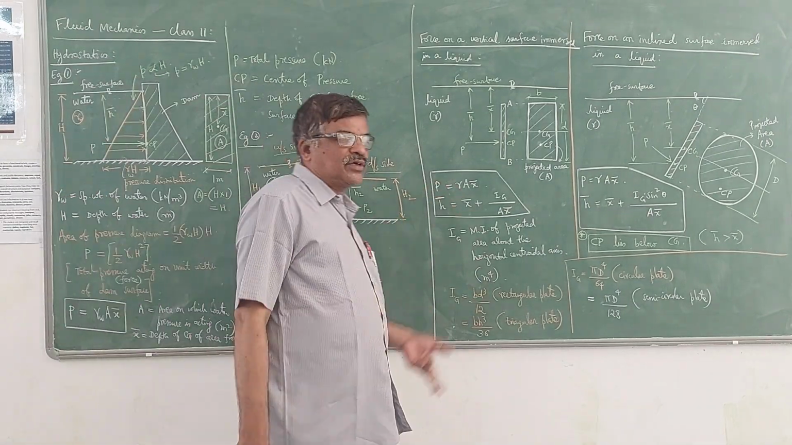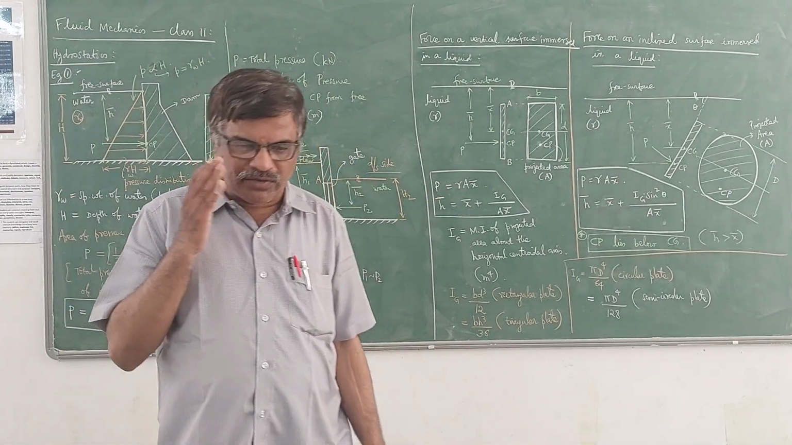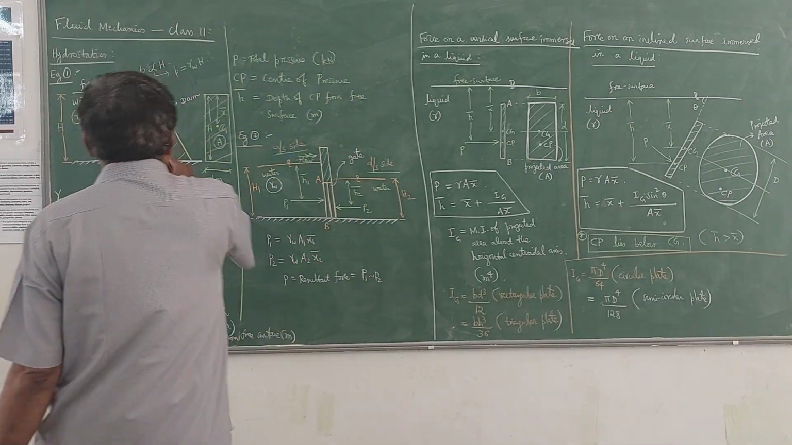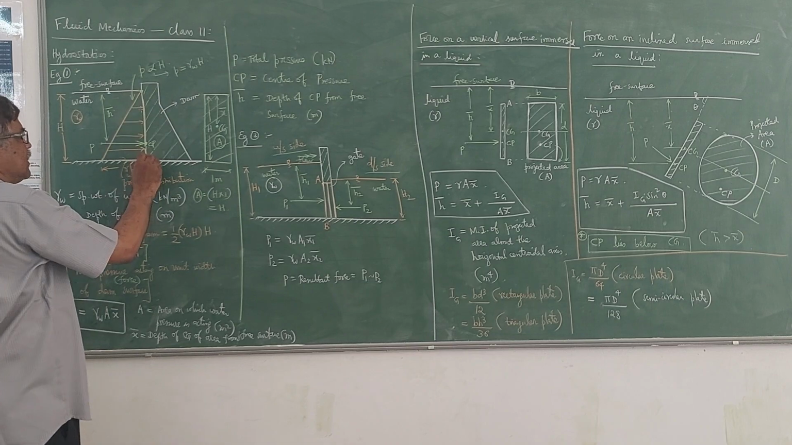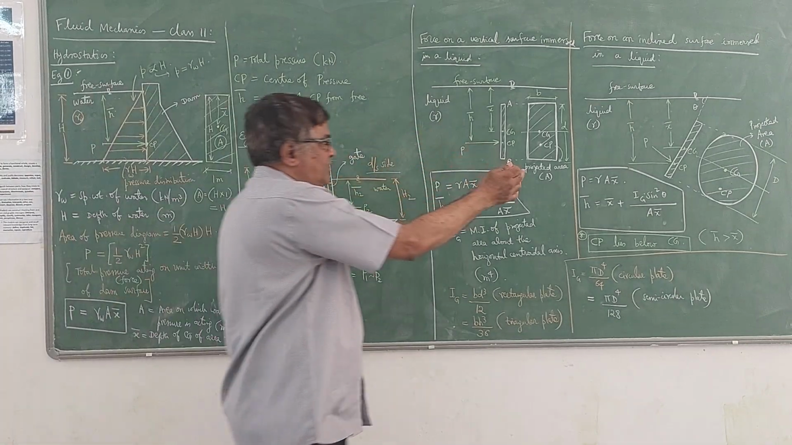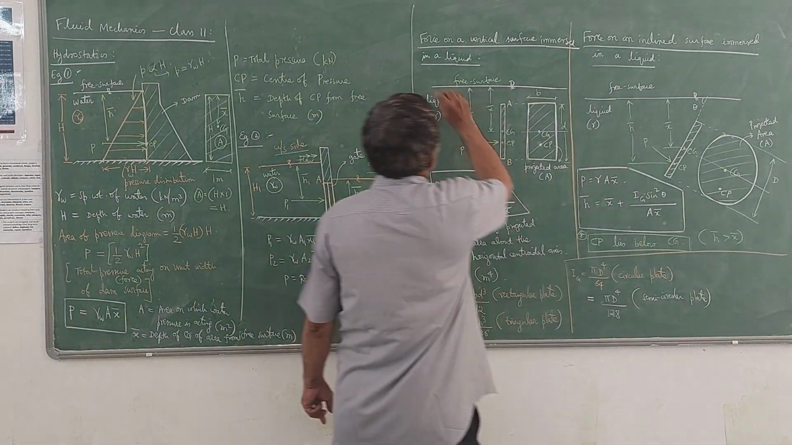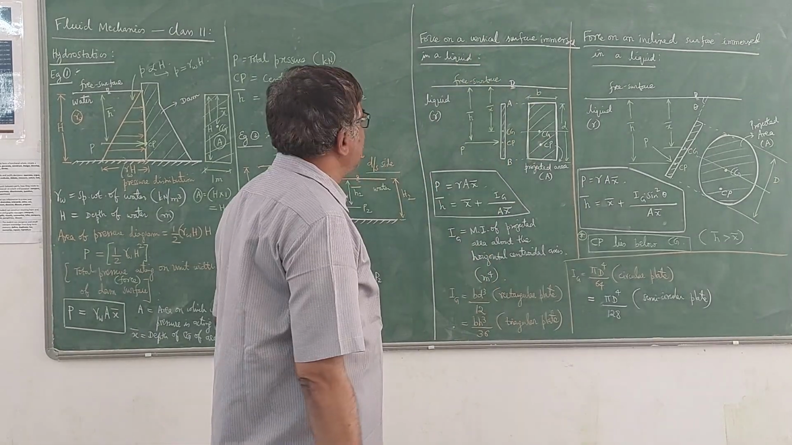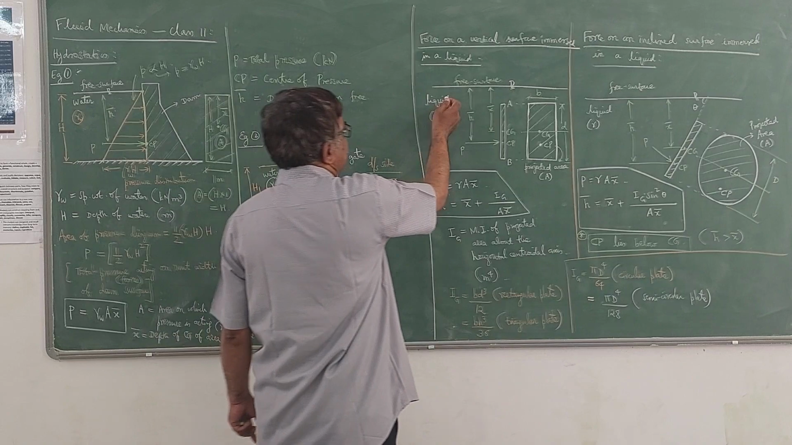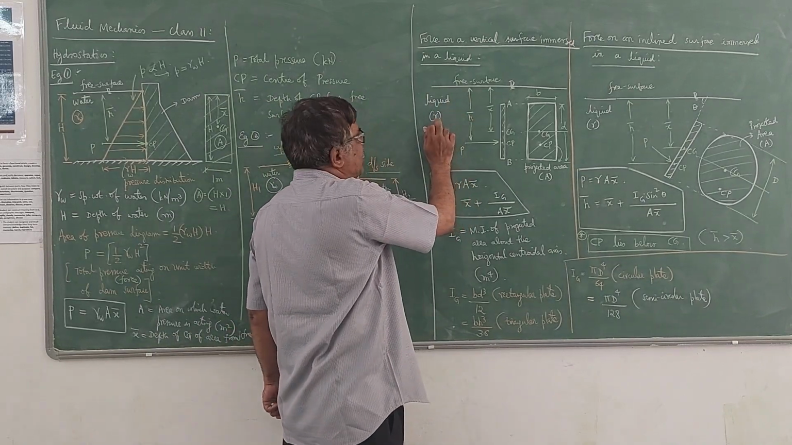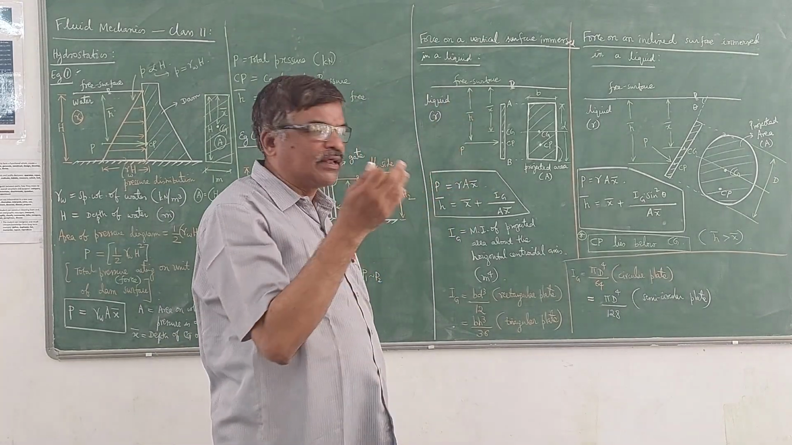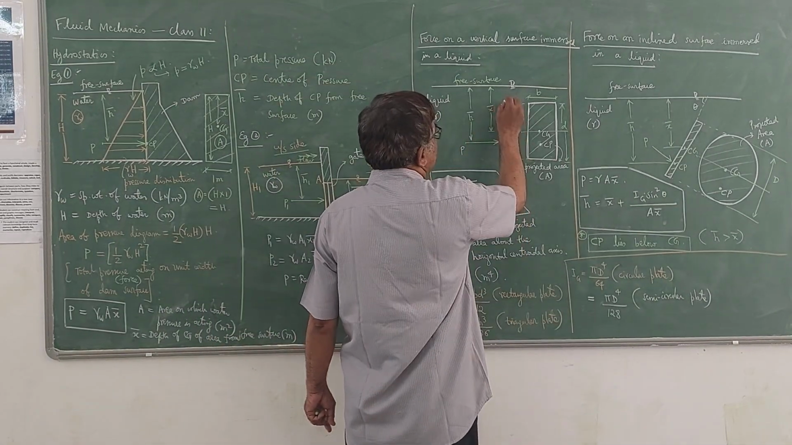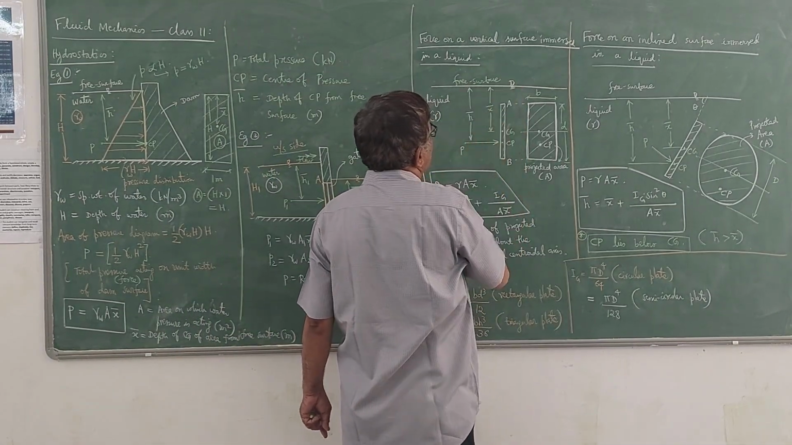Now there are two cases here. One is if the surface which is immersed in that liquid is vertical, and the other is if it is inclined. So let me first take the force on a vertical surface immersed in a liquid. Let me take the liquid as having specific weight gamma. It may be water or any other liquid. This is the vertical surface which is immersed in that liquid.